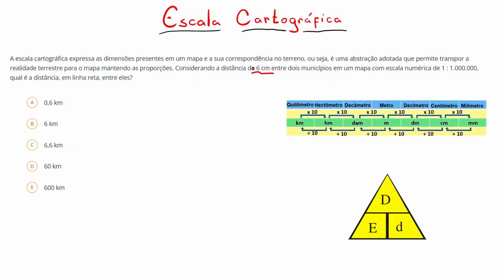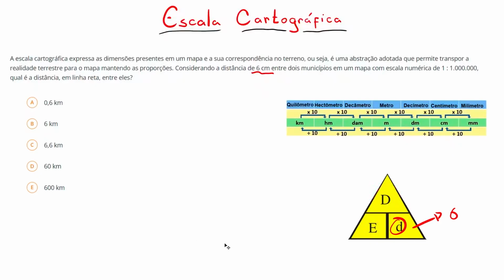6 centimeters, right? 6 centimeters represents which one here? The d, right? Which is the distance on the map. What else did it give me? The scale, which is what? It's 1 to 1 million. So I have d and I have the scale. What does it want me to find? The real distance on the ground.